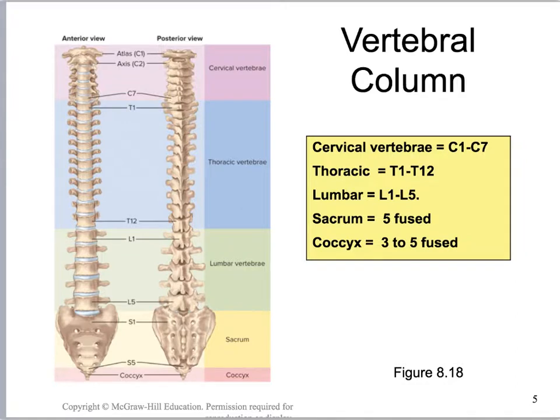All right, so quickly, your vertebral column, we're going to divide it up into a couple different sections. You've got your cervical, thoracic, lumbar, sacrum, and coccyx. So if we're looking at those, we are going to focus on 7 cervical vertebrae, 12 thoracic, 5 lumbar, 5 sacrum, and then an average of 4, but 3 to 5 of the coccygeal elements.